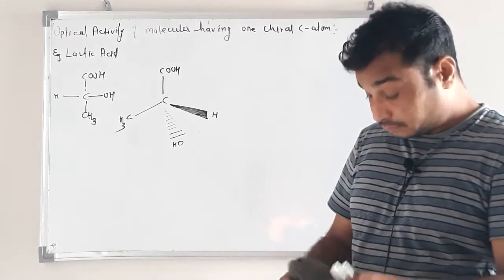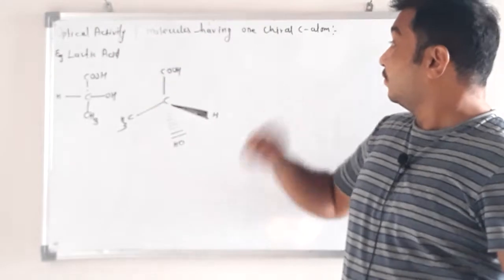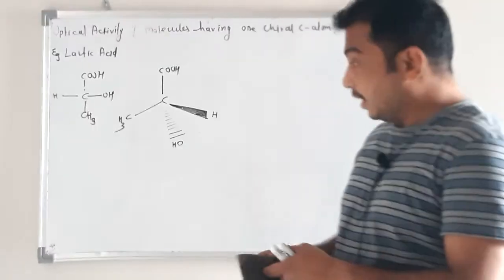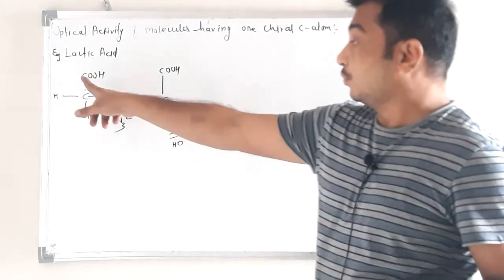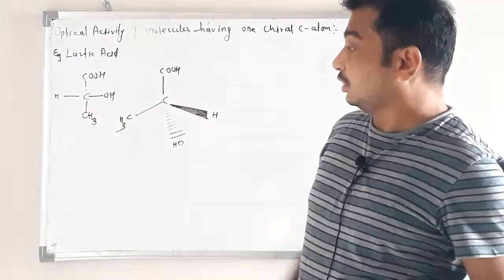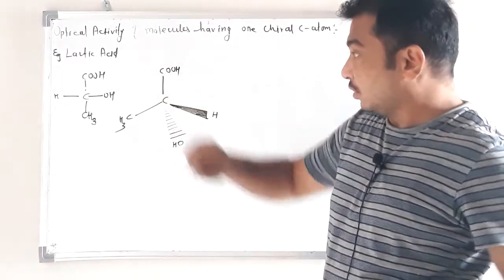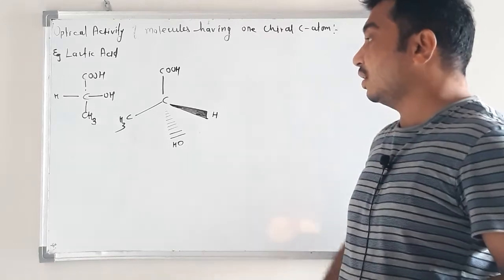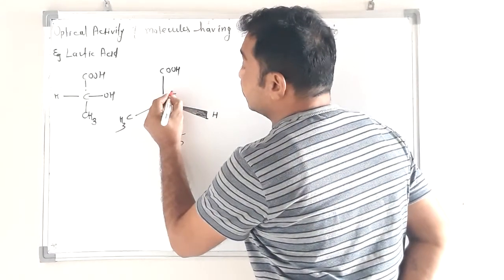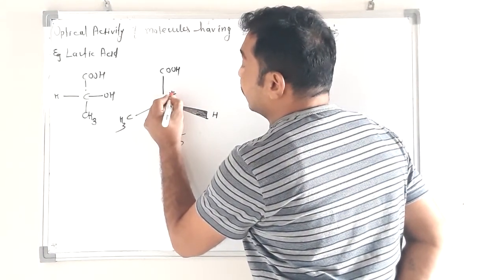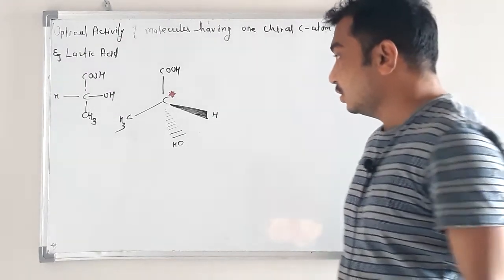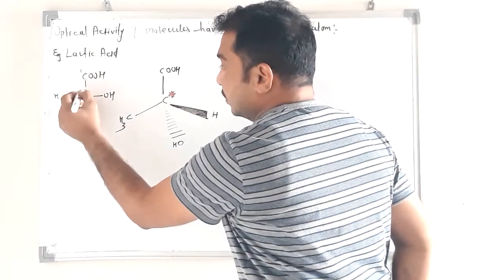A molecule having one chiral atom, for example, is lactic acid. Lactic acid has how many carbon atoms? 3. One carboxyl group, OH group is there. Just observe this molecule. You will find there is one chiral carbon atom or asymmetric carbon atom. The basic condition required for a compound to show optical activity is the presence of an asymmetric carbon atom.